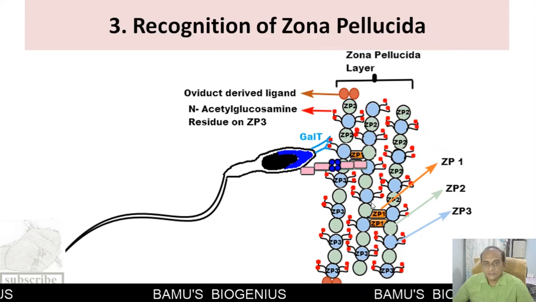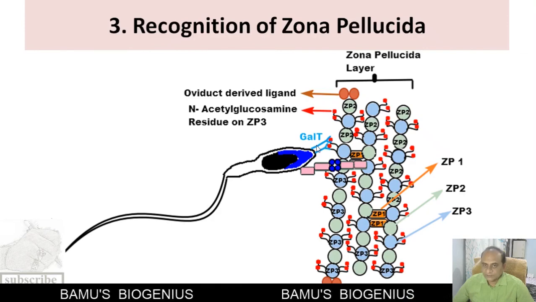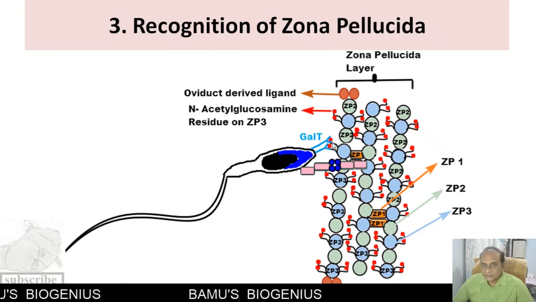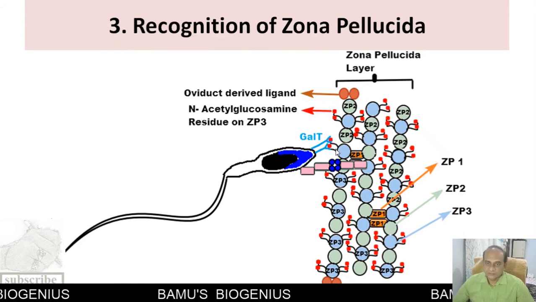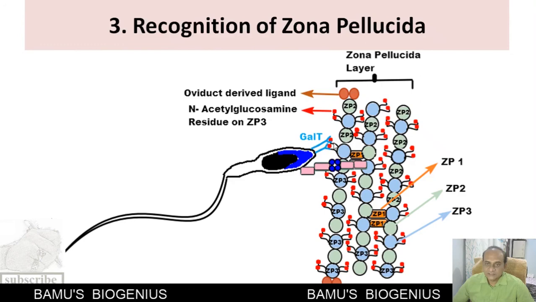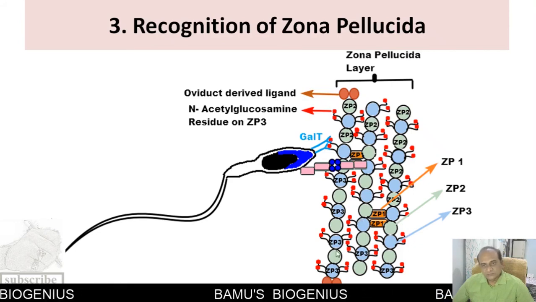Now, see the GALT receptors which are present on the sperm plasma membrane. They interact with this N-acetyl glucosamine residue on ZP3, and they bind to the zona pellucida. Now, these GALT receptors are exposed due to the capacitation reaction, and because of that, these GALT receptors can interact with the N-acetyl glucosamine. So that's why capacitation is necessary to interact with the zona pellucida layer.